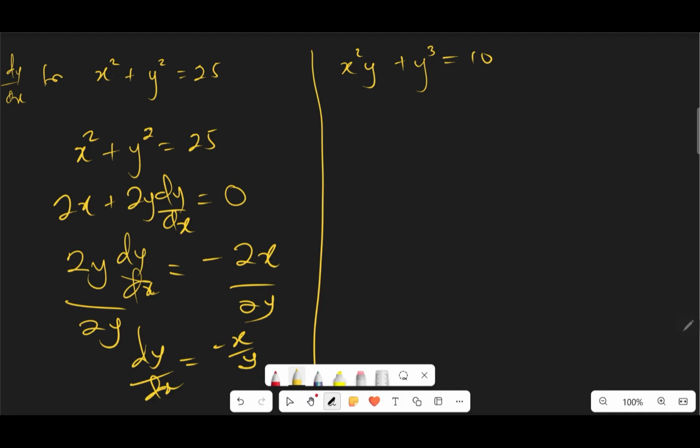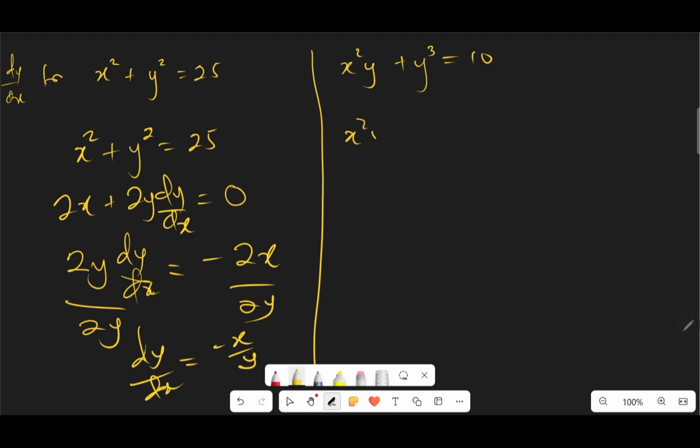Now, with this type of implicit, because x and y are together, we will factorize them. Though they are together, we will differentiate them differently. We will hold x and differentiate y, then come and hold y and differentiate x. This is what I mean.